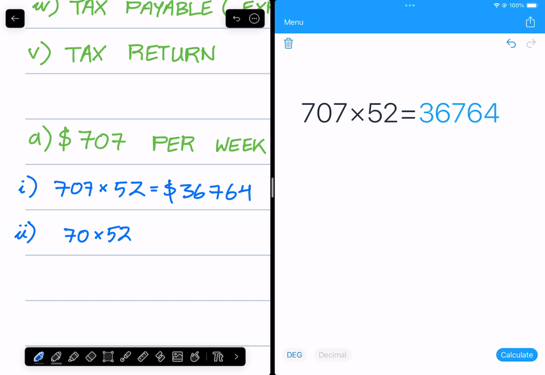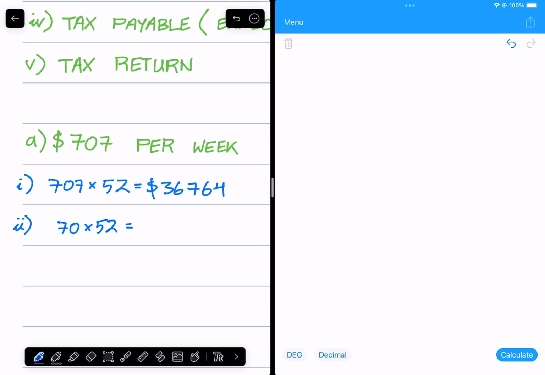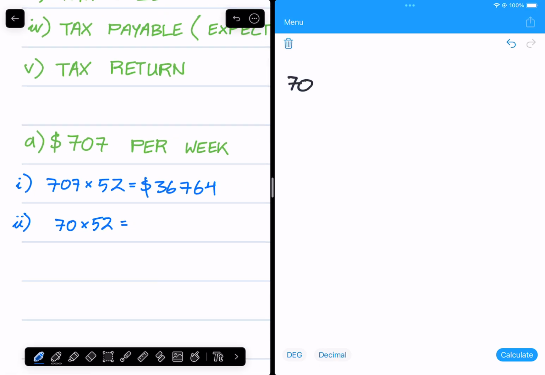times 52 again, because they are doing this every single week. So $70 times 52, $3,640 is being taken out over the year. Now let's take a look at part 3.